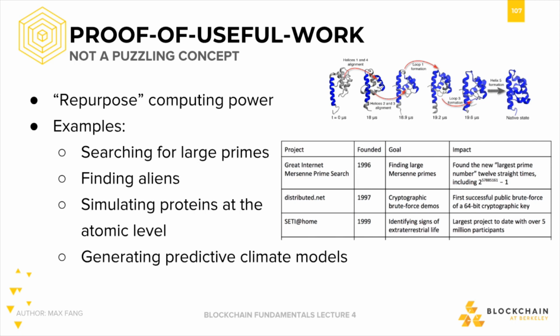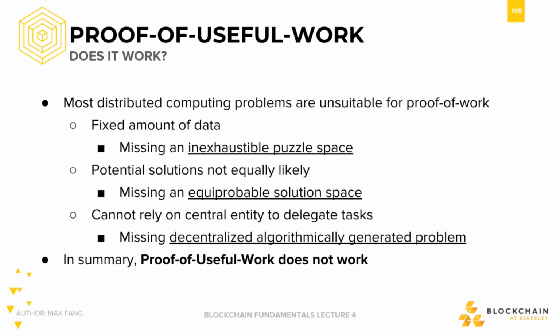And this is potentially a good application, except for the problem that most distributed computing problems, of which those were some examples, are unsuitable for proof of work precisely because of these reasons. There's a fixed amount of data, which means that we don't have an inexhaustible puzzle space. If I were to build a cryptocurrency on that and say my puzzle is to look for aliens, at some point we're going to run out of data. And what happens then? My cryptocurrency just, what do we do? I don't know.